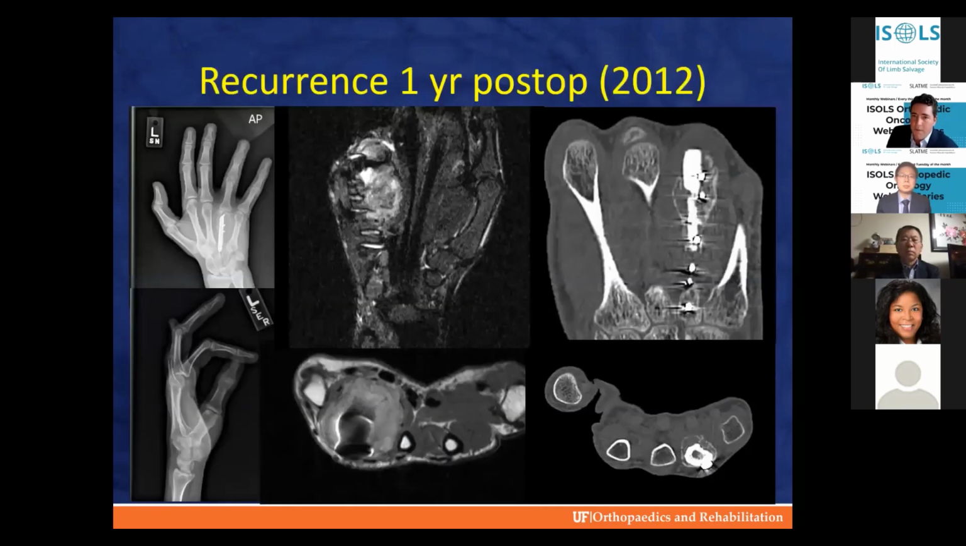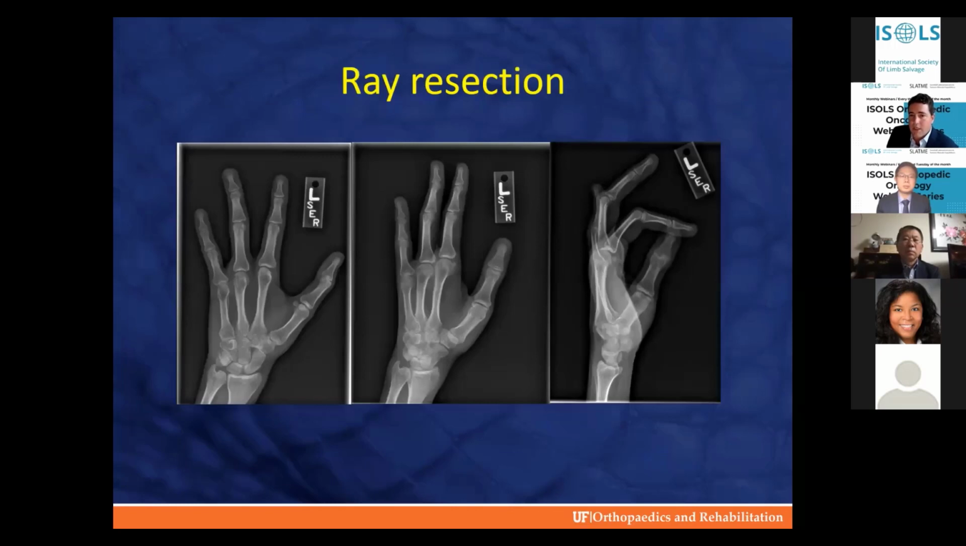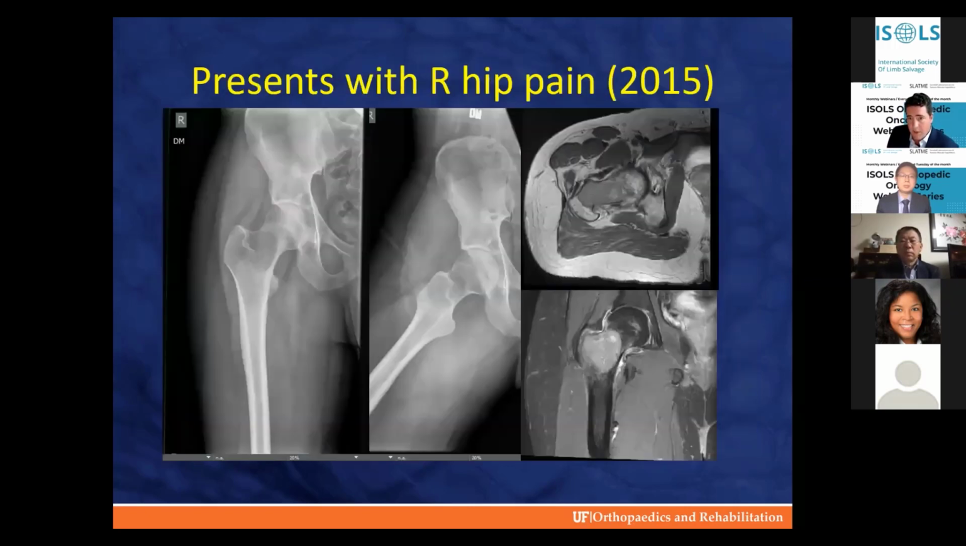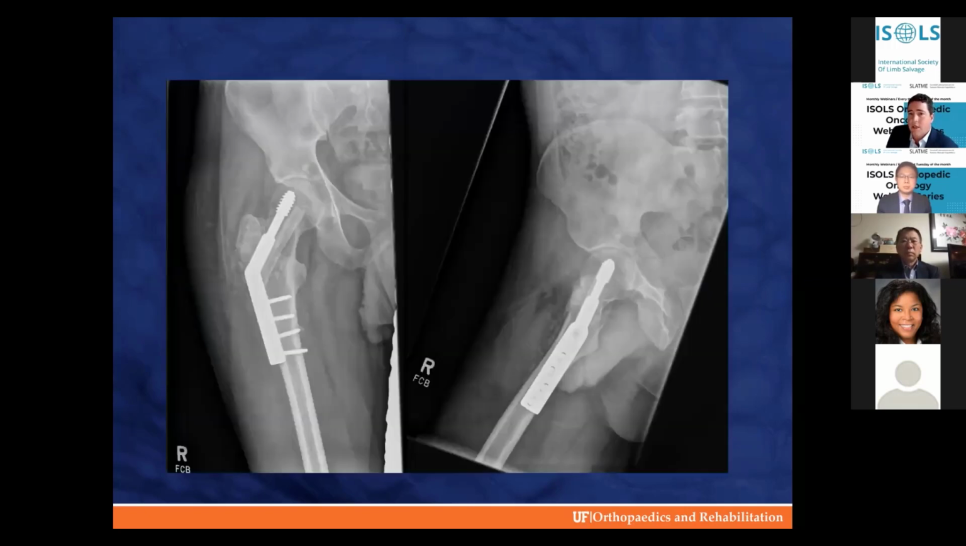At a year post-op, he developed this local recurrence and ended up with a ray resection. And ultimately, he developed pulmonary metastasis in 2014. So this is 3 years later. Ended up undergoing a wedge resection. And this was before denosumab was just starting to come into play. And then he presented in 2015 with right hip pain, and has this lesion. Underwent an extensive curettage, bone grafting, fibular strut, and DHS application.